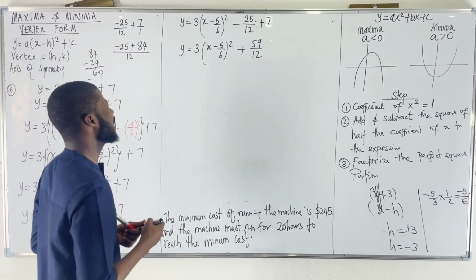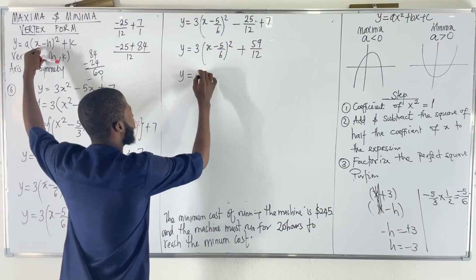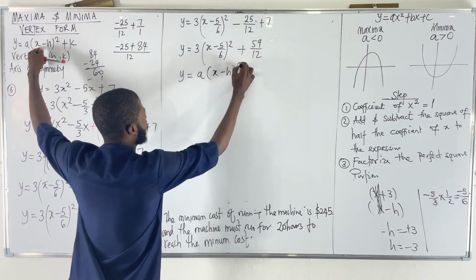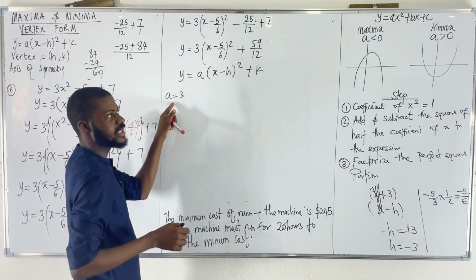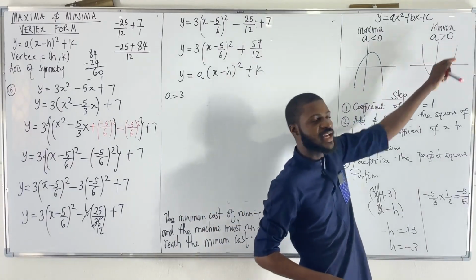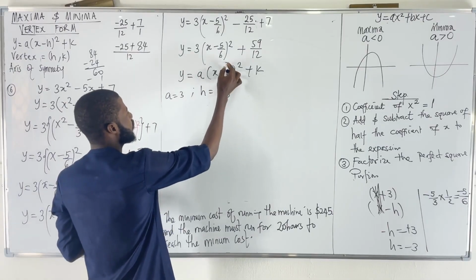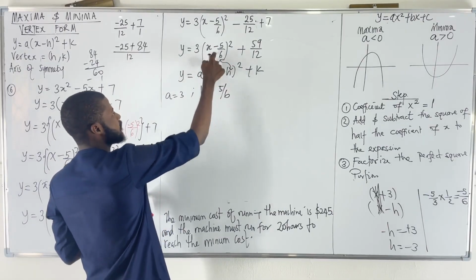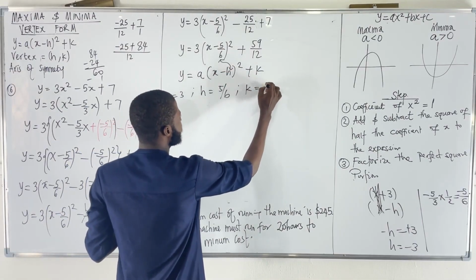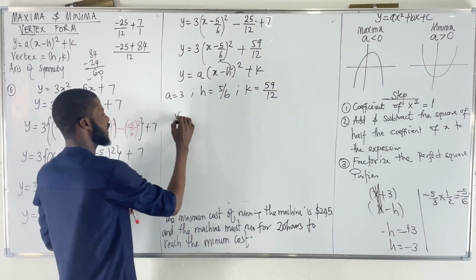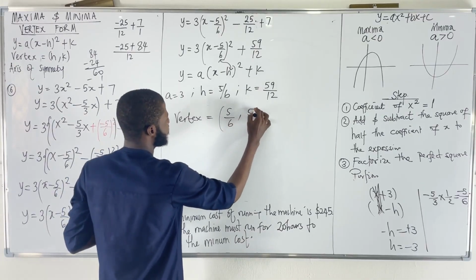So right now, let's compare this to the vertex representation. y equal a bracket x minus h squared plus k. So what's our a? Our a is equal to 3. This would be what? A minima, because a is greater than 0. Then h will become 5 over 6. This is minus, so that means h would equal to this. And then k is 59 over 12. So the vertex of this will become 5 over 6, 59 over 12.